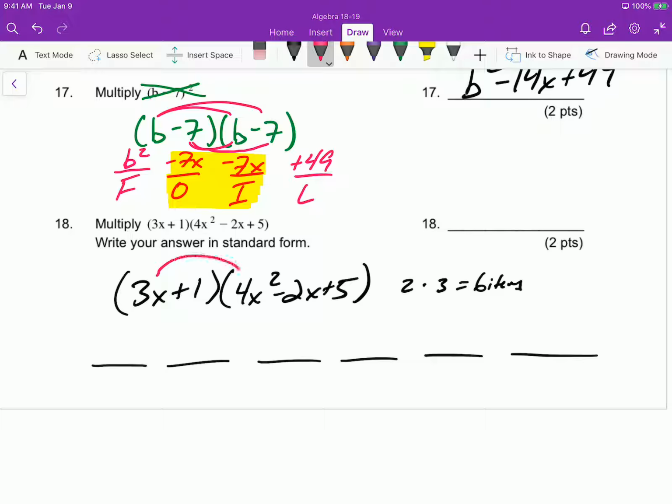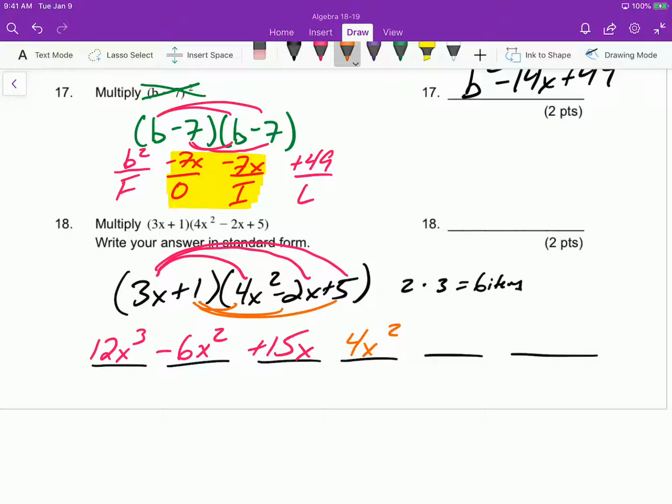I have to do the 3x times here, the 3x times here, and the 3x times here. So I would get what? 12x cubed minus, because it's positive 3 times negative 2, minus 6x to the second, and then 3 times 5 would be plus or positive 15x. Then I also have to do the 1 times everything. Well, luckily 1 times everything is itself, so this would still be positive 4x squared, this would still be minus 2x, and this would still be positive or plus 5.